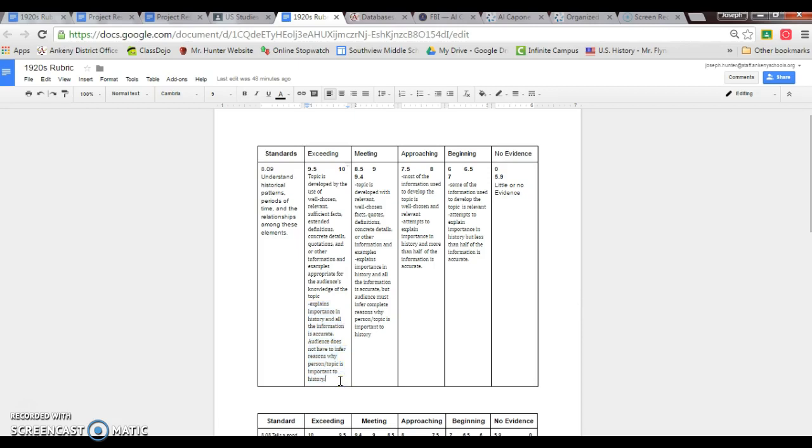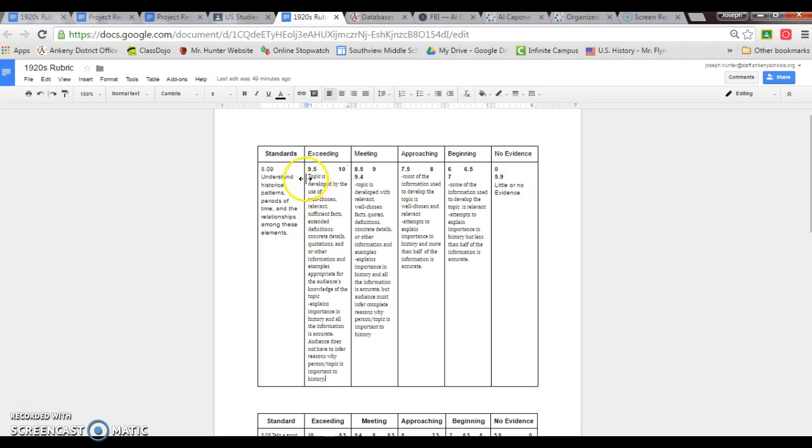That means you are coming out and saying this is important because. You're not just giving us a lot of information. Some of it, maybe the audience could say, oh, that's why they're important. But specifically saying it, laying it out there and being very direct with it is going to get you in the exceeds category. That is our main purpose for this project.